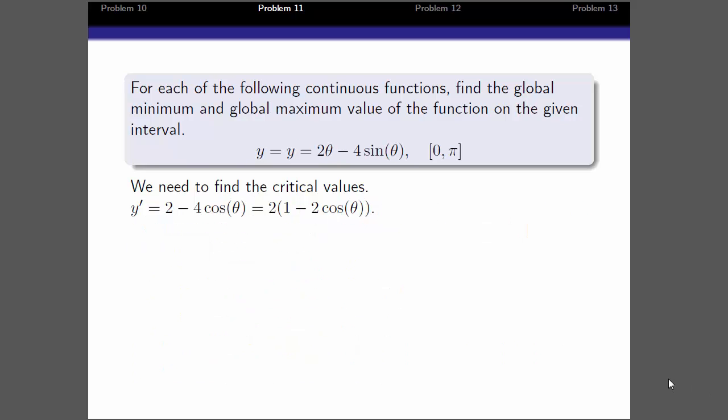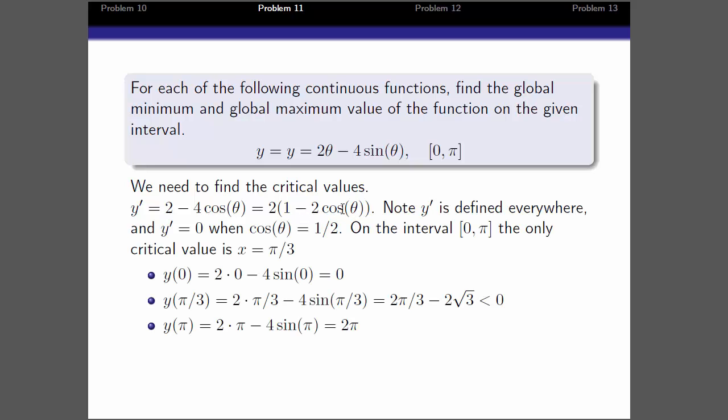Okay, new equation here. y equals 2 theta minus 4 sine theta, this time on the interval from 0 to pi. So we get the critical values by taking the derivative and setting it equal to 0. If you set this derivative equal to 0, cosine of theta would have to be 1/2. Once cosine of theta equals 1/2, we can identify where that happens on the unit circle. It is one of the values that we have memorized. It happens at theta equals pi over 3.